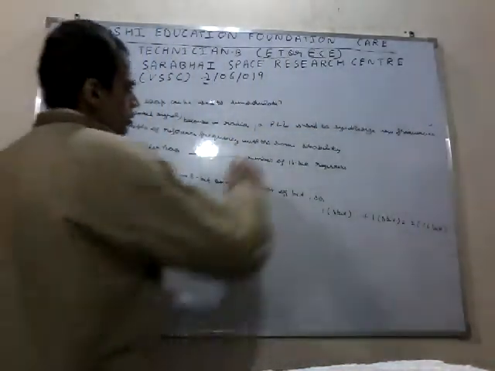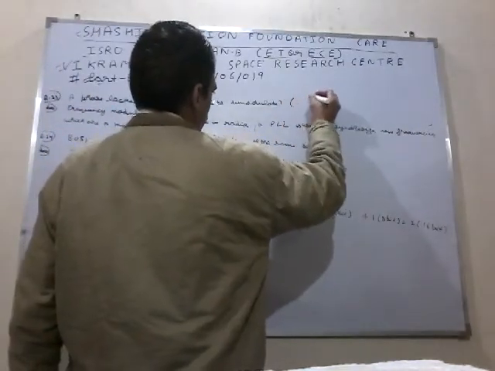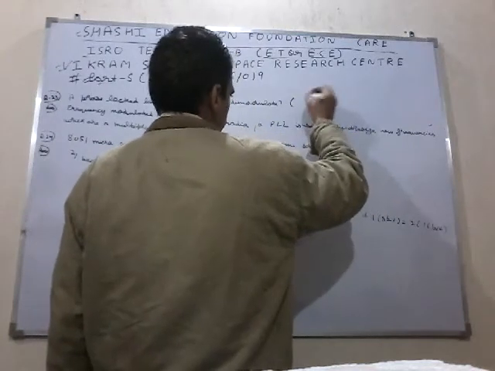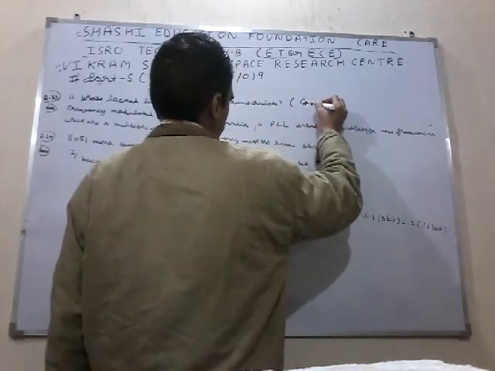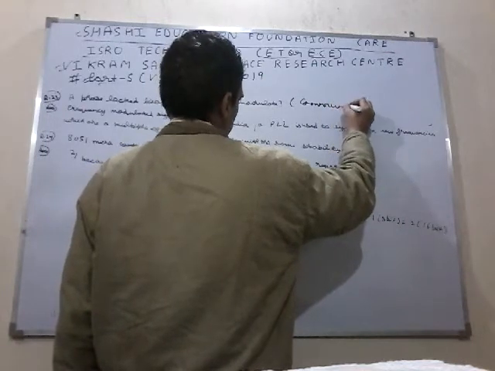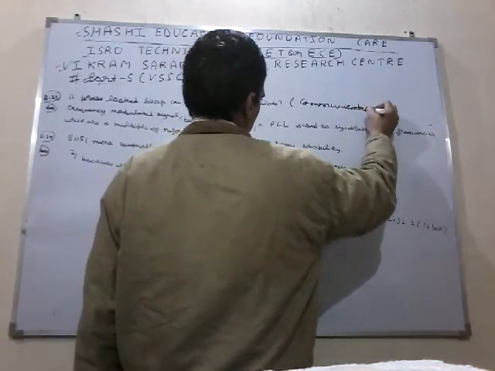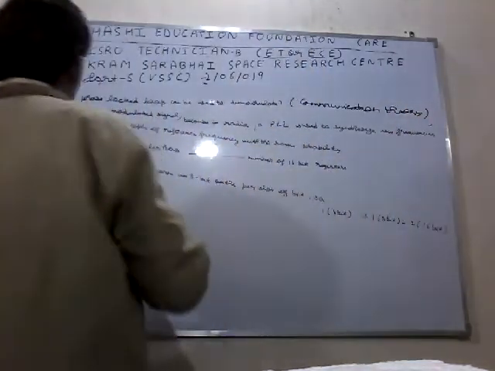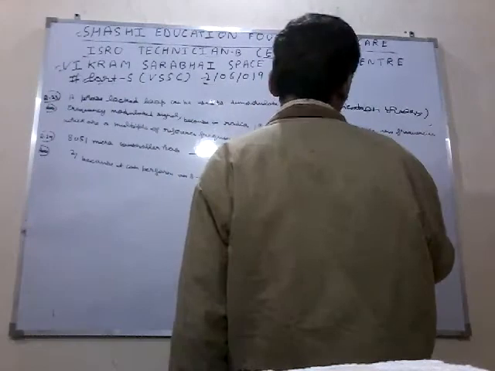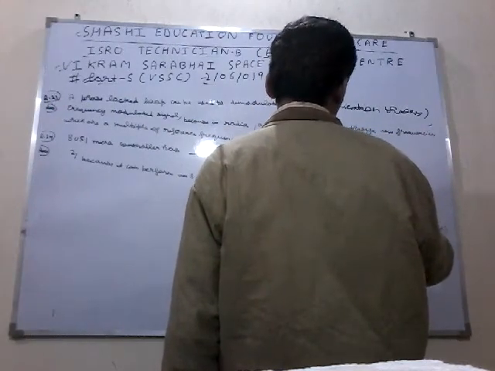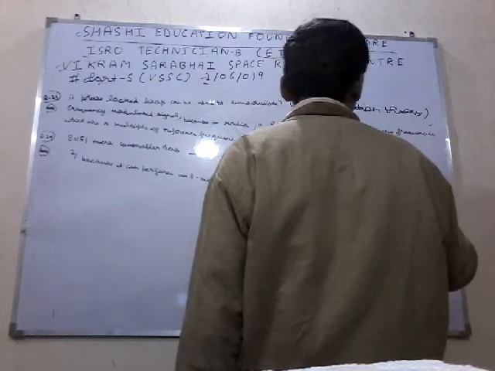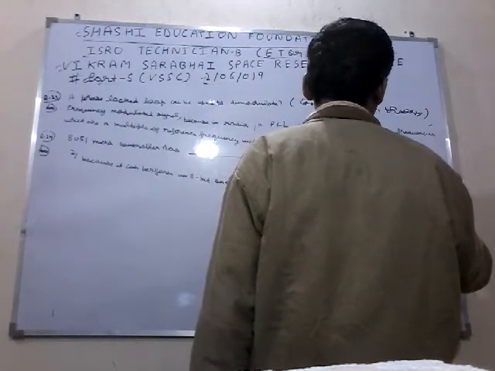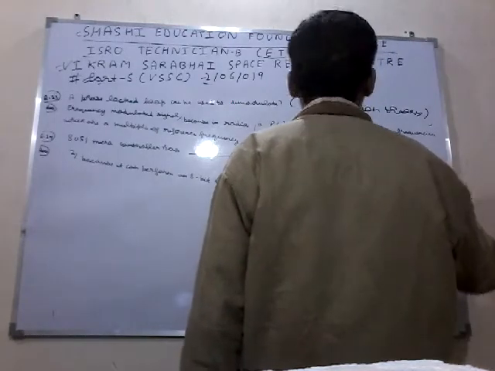This question is from communication theory. Communication theory, you have to say the signal system related. So we count this question as communication theory. And question 24 is from digital electronics. Okay, so let's see the question.